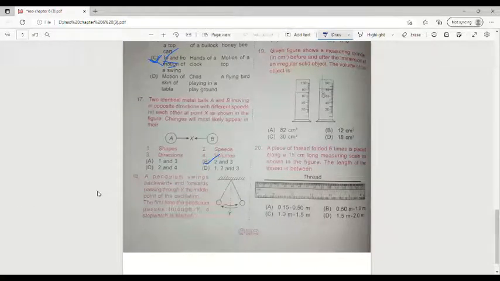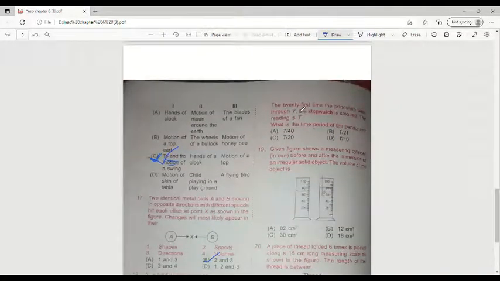So our next question is question number 18, which says a pendulum swings backwards and forwards passing through Y, the middle point of the oscillation. The first time the pendulum passes through Y, a stopwatch is started. And the 21st time the pendulum passes through Y, the stopwatch is stopped.